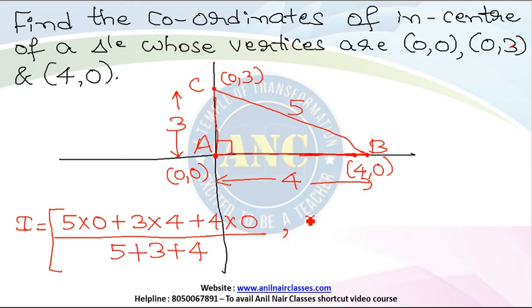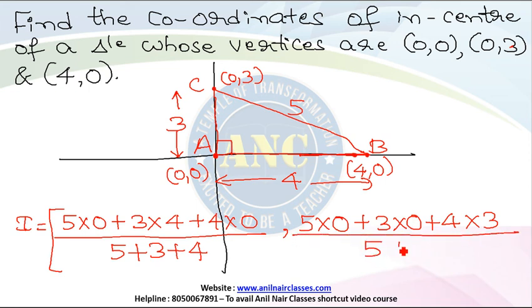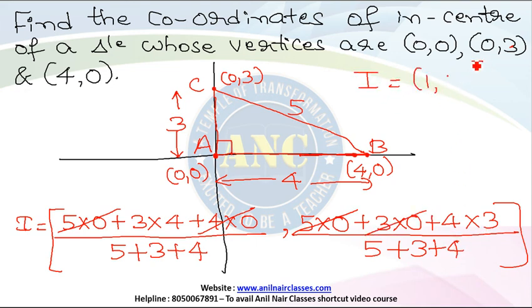Similarly, ay1, it is 5 into y1 is 0. by2, 3 into y2 is also 0. cy3, c is nothing but 4 into y3 is how much? 3 divided by 5 plus 3 plus 4 again. If I simplify this, you will get this is 0, this is 0, 12 divided by 12 is 1, this is 0, this is 0, 12 divided by 12 is again 1. In center coordinates for this question is 1, 1. Very, very easy questions you will get in these concepts, sir.